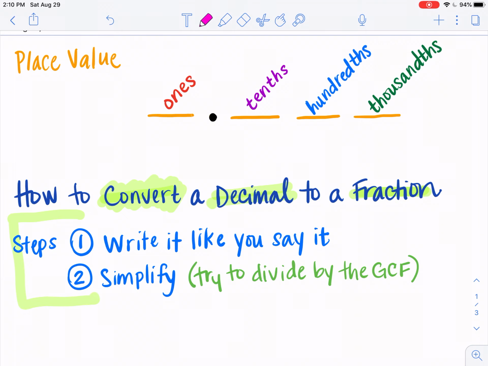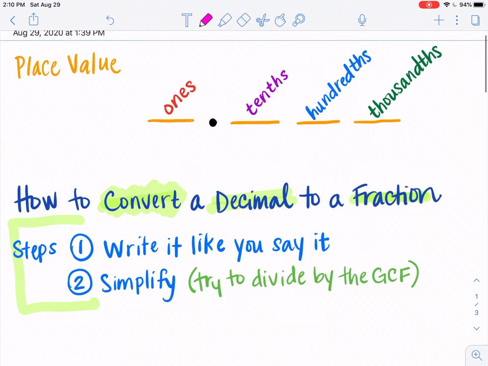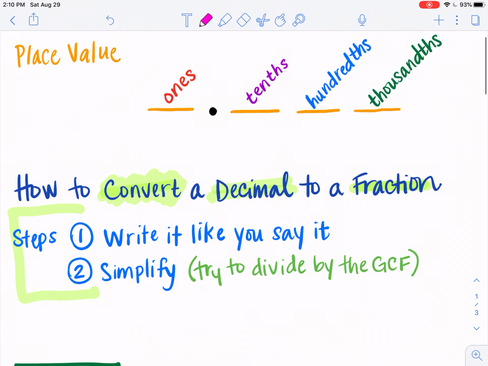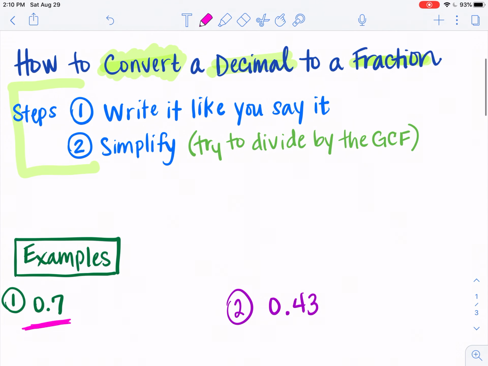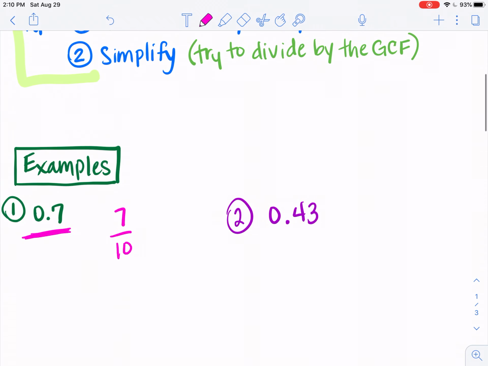steps in action. So with this first example, how would you say this number? If you're looking at your place value and you're using your place value correctly, you would say 7/10. Well, let's write 7/10 like a fraction. 7/10. Is there anything to simplify? Nope. So you just did it. You just took a decimal and you made it into a fraction.